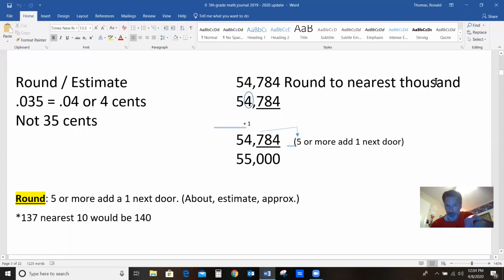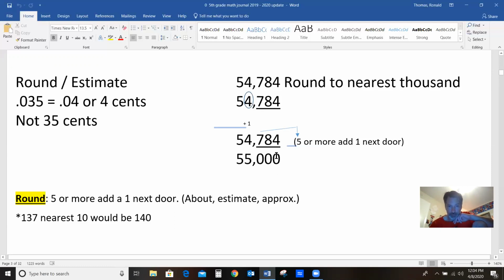54,784, round to the nearest thousand. So circle what you're looking for, underline the rest. This all gets destroyed, but before it all becomes zeros, think of it as on a hot plate, everything's melting, like butter. Melting. It's destroyed. But there's a 7, so you add a 1, so it's an adding problem.